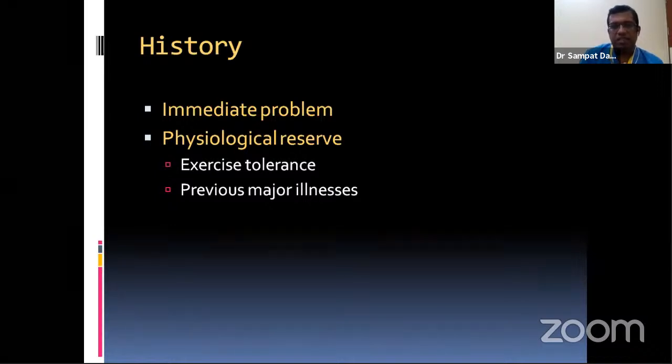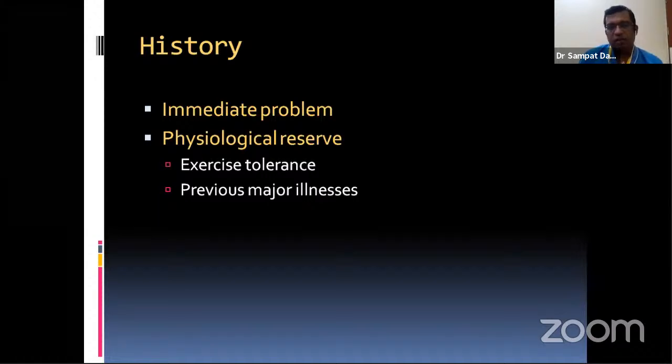But whenever a patient gets admitted to any COVID care center, COVID hospital, or dedicated COVID health center, the two important things which determine the chance of this patient to survive are, first, the exercise tolerance. That is, whether the patient was able to mobilize himself at home, do his day-to-day activities, and climb up stairs, how many flights of stairs he could climb. So these are important things.